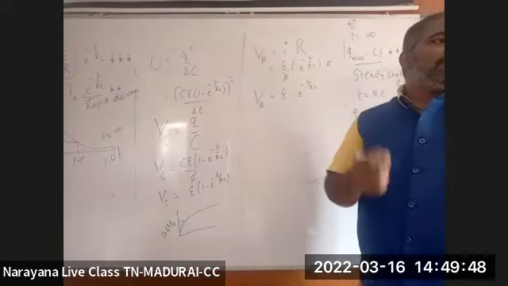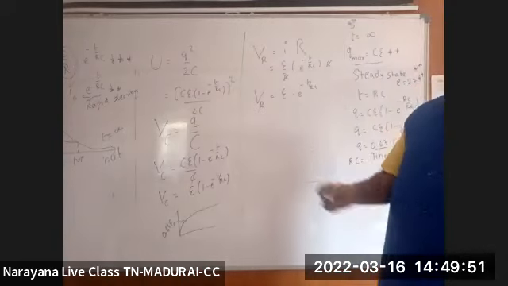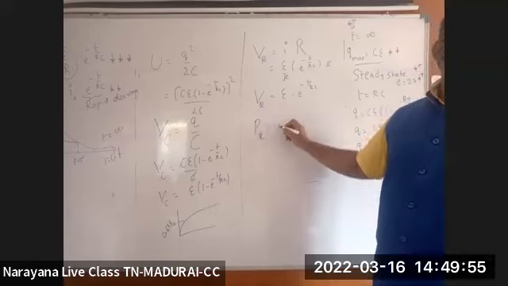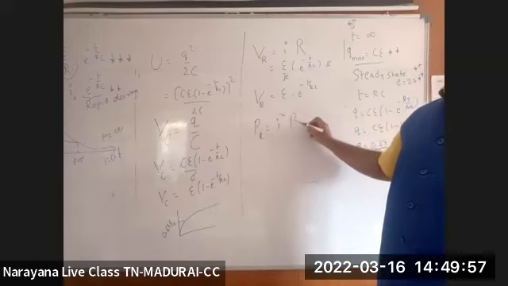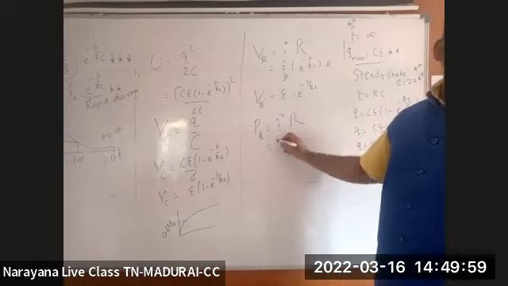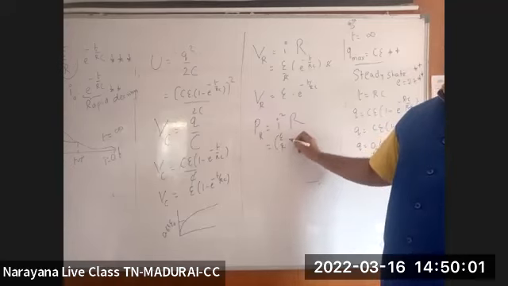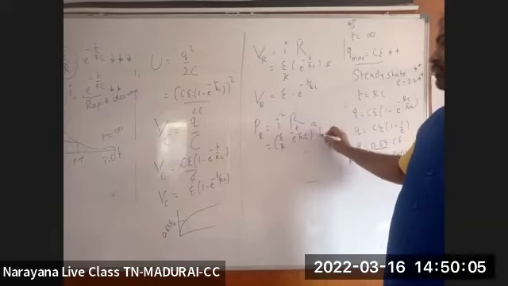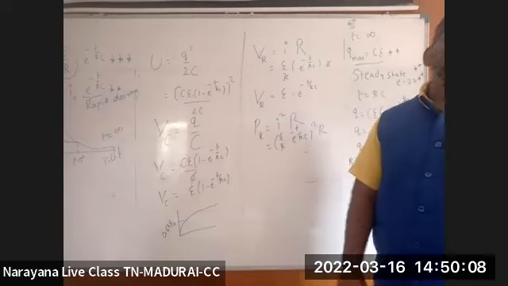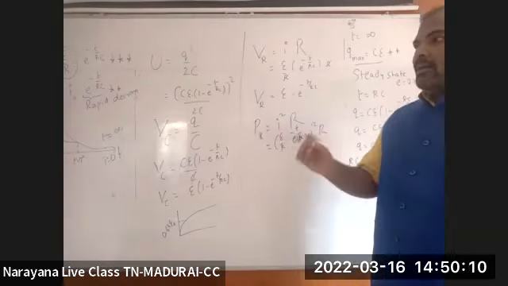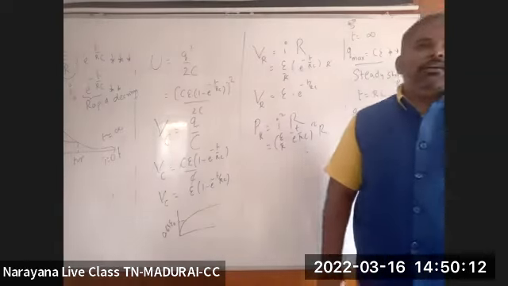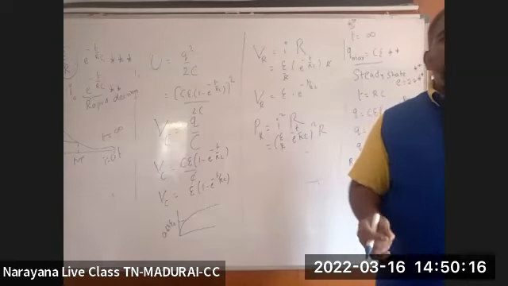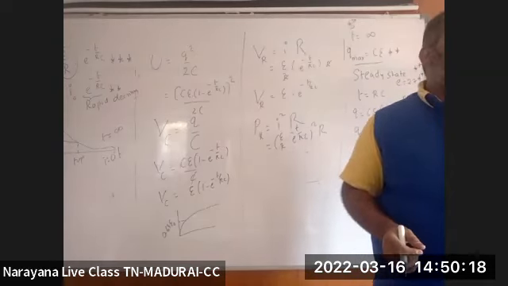What is power dissipated across resistor after t seconds? How much? I square into R. I value how much here? E by R into e power minus t by RC, whole power 2, into R. Okay? This is a complete analysis about the transient state during the charging of a capacitor. Okay? Clear?